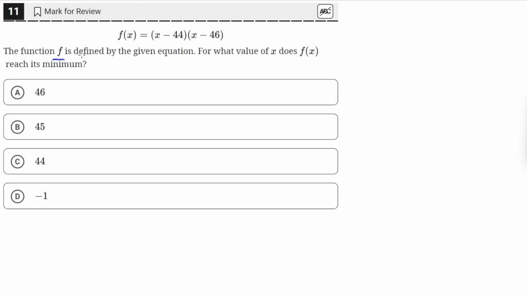The function f is defined by the given equation. For what value of x does f of x reach its minimum?